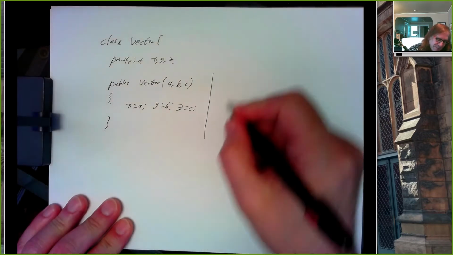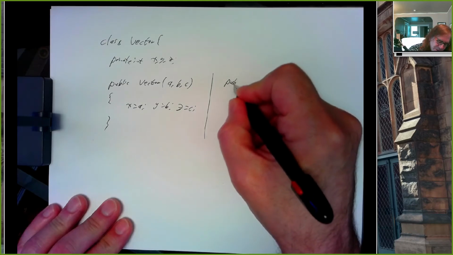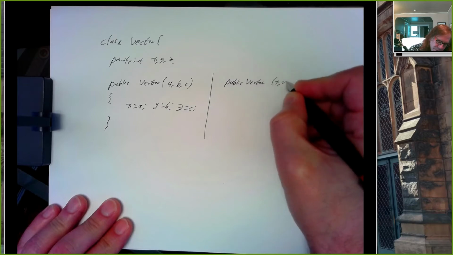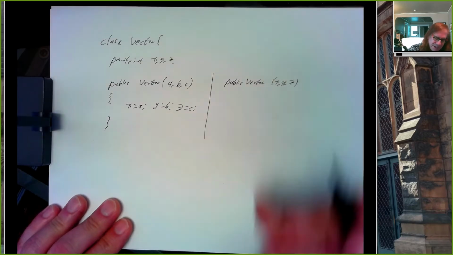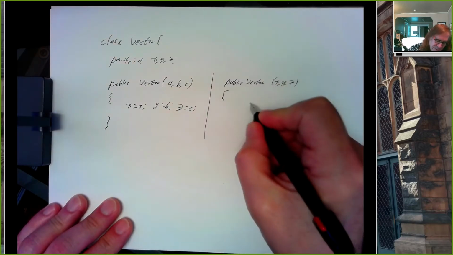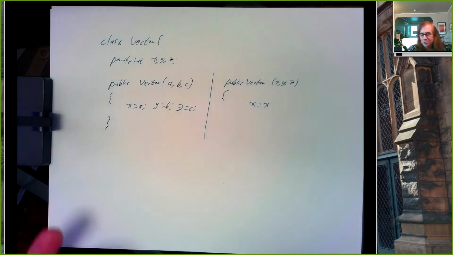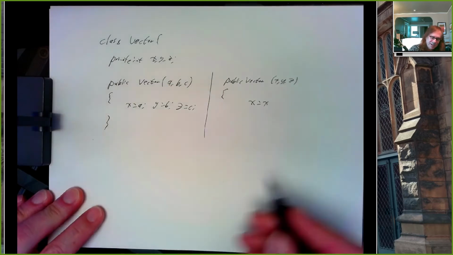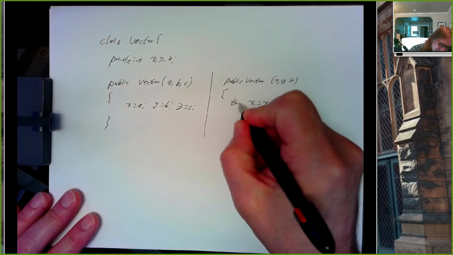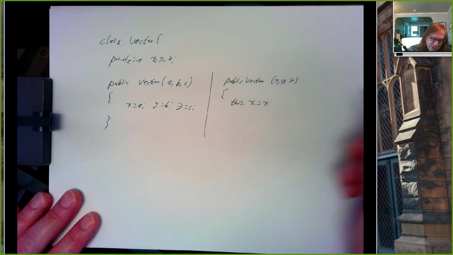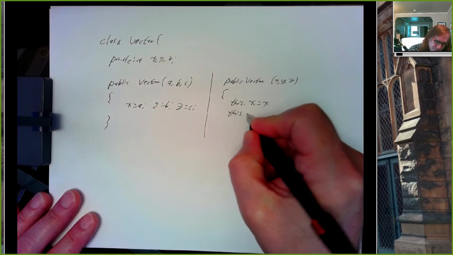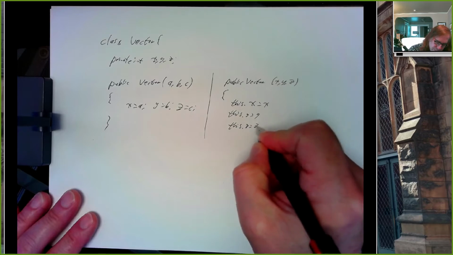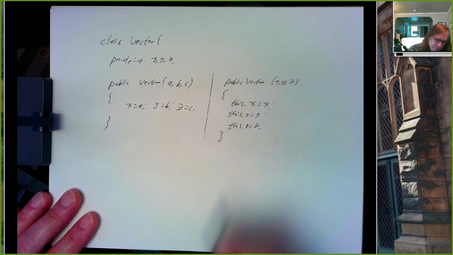You also have the option of doing something like this, which makes a little more sense than a, b, c. But saying x equals x doesn't do anything, right? So what we want to do is set this object's x equal to x. So this is really the main place you're going to use this. So like that.